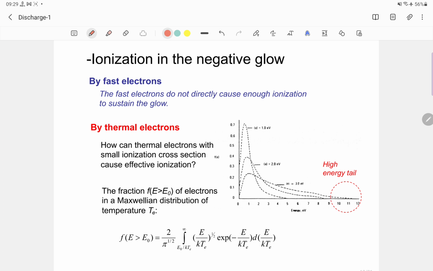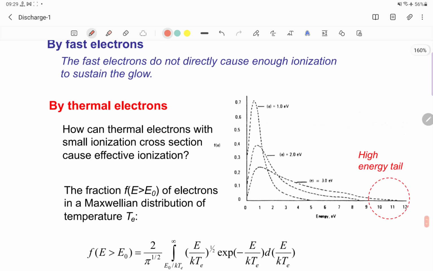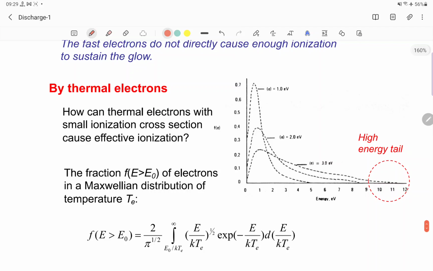So most electrons have energies lower than 2 electron volts, actually, based on this curve. But there are some high energy electrons in this region, and this part is called the high energy tail. So if the average electron energy is 3 eV, the curve looks like the third curve.